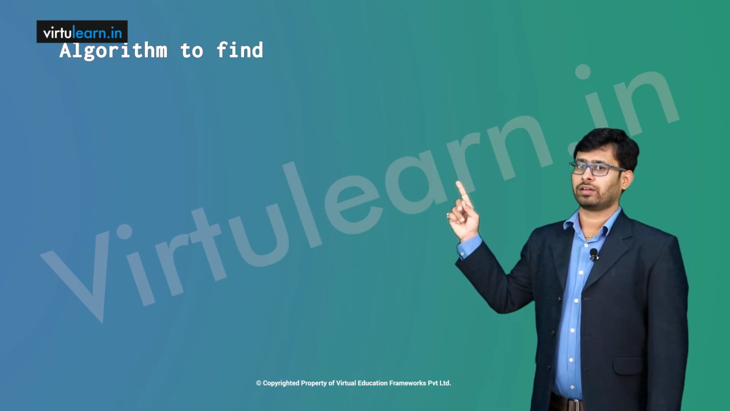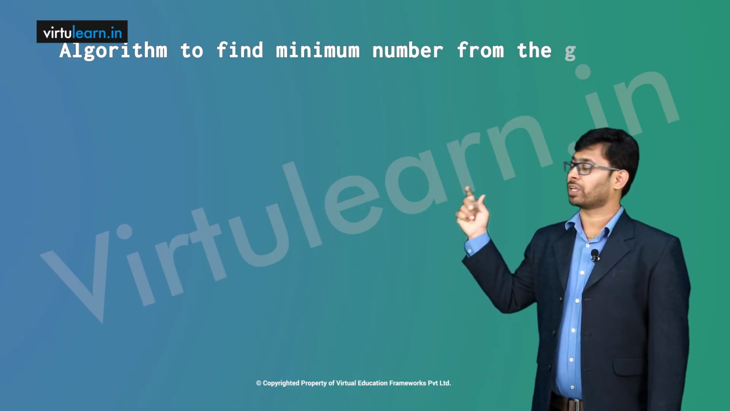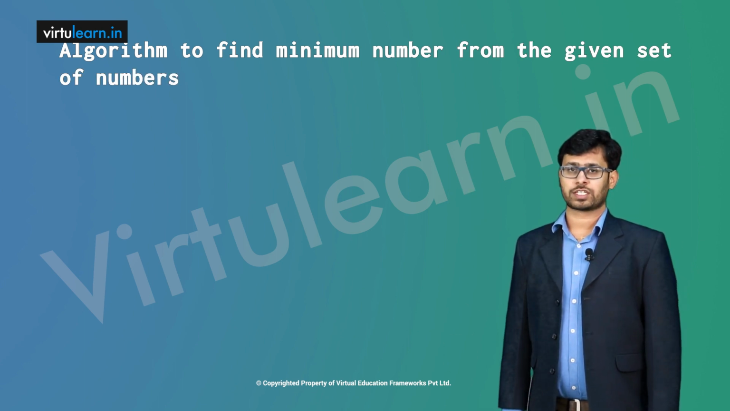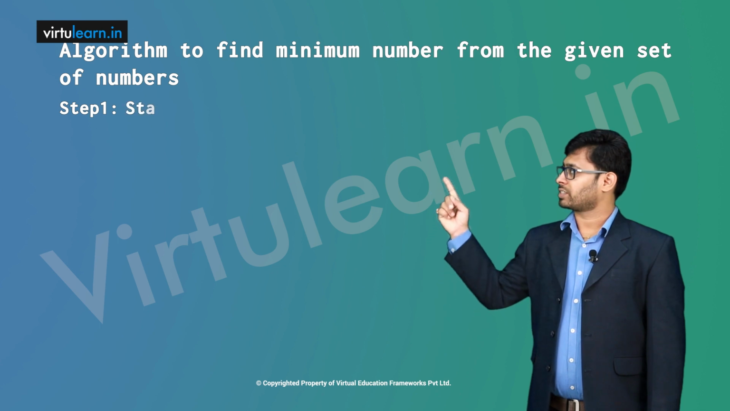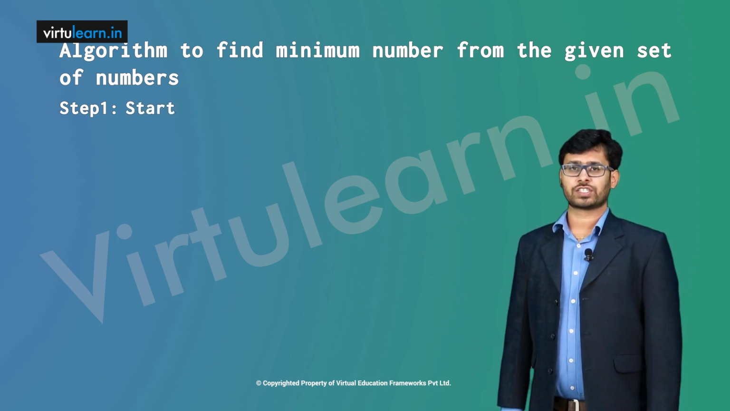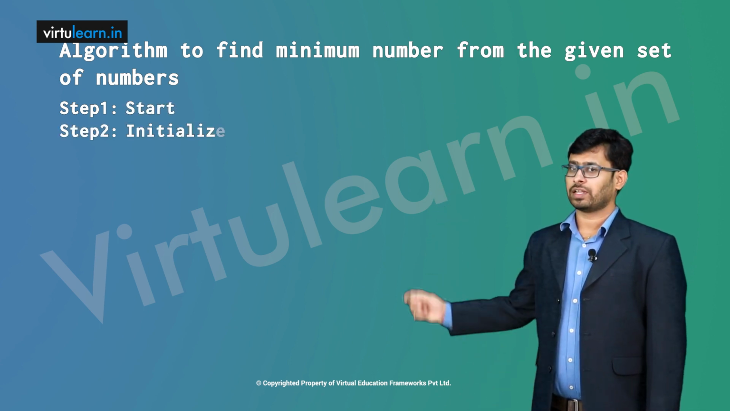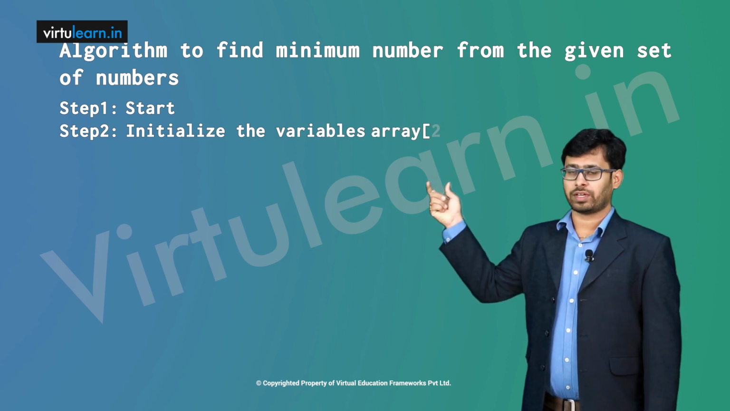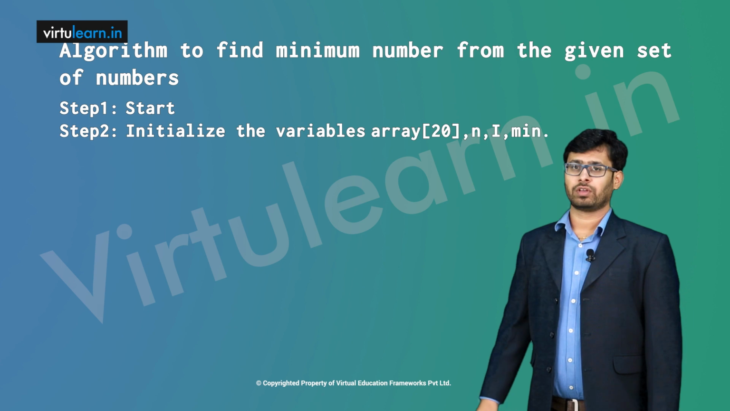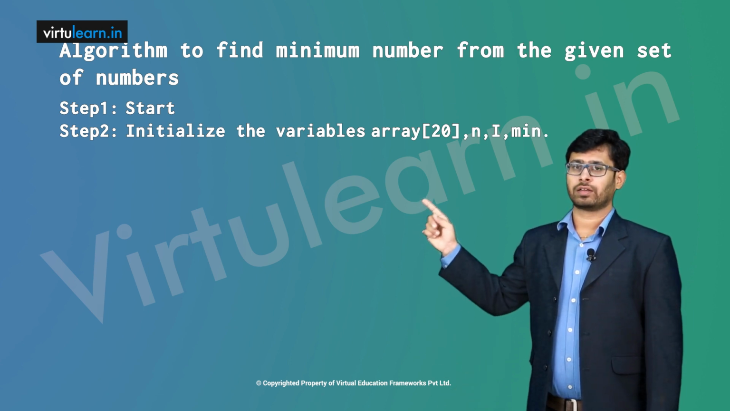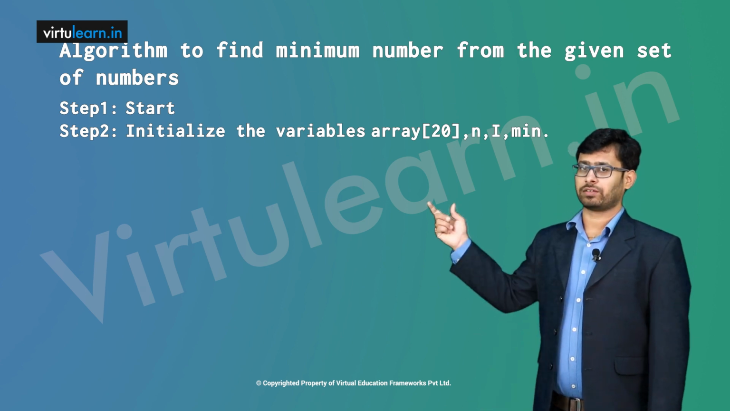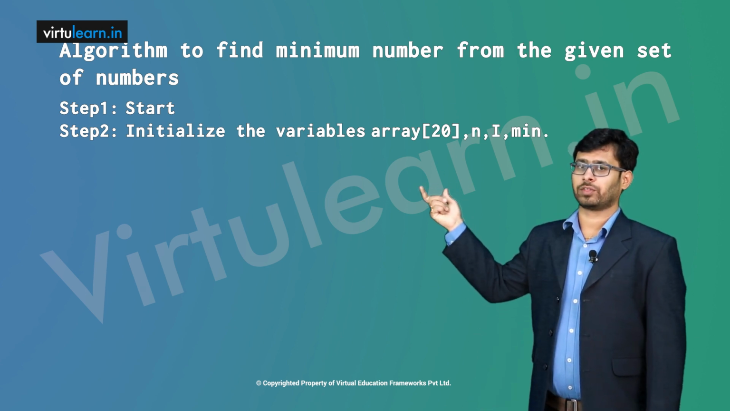Algorithm to find minimum number from a given set of numbers. Step 1, start. Step 2, initialize the variables: array of size 20, n, i for iterations, and minimum. So first we need to initialize, or we can also say declare, the variables.